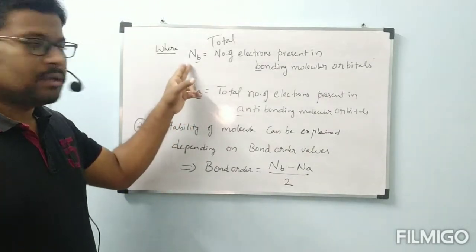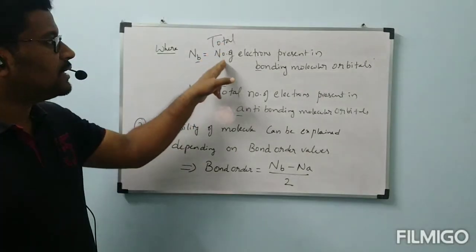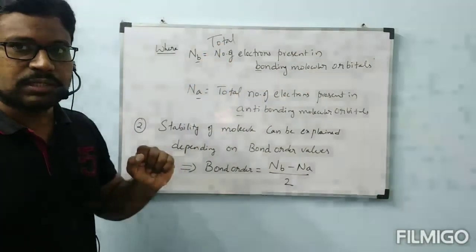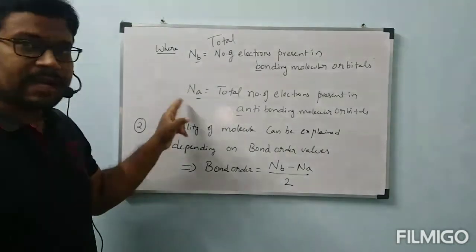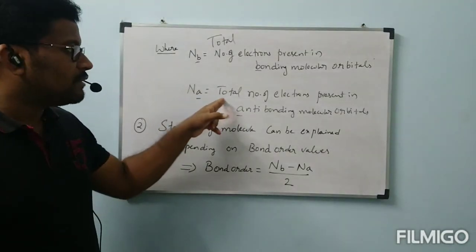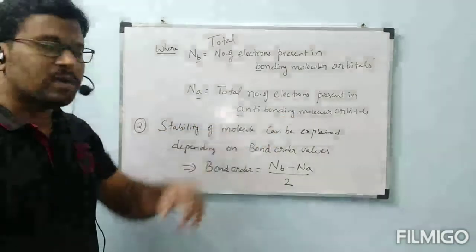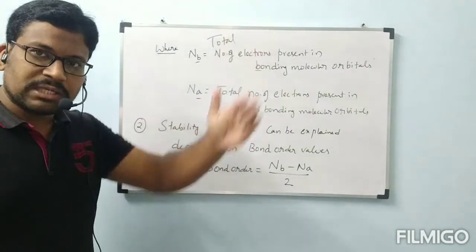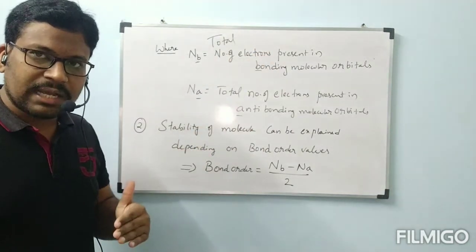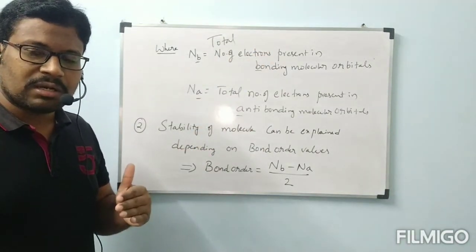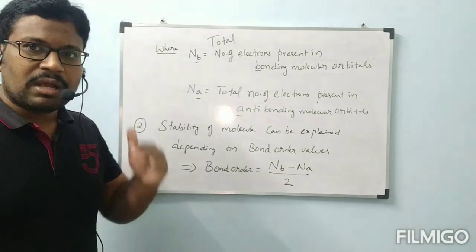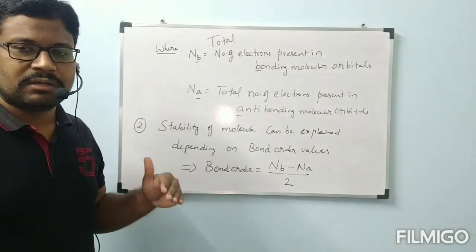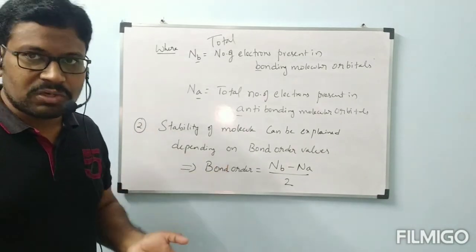What is meant by Nb? Total number of electrons present in bonding molecular orbitals. What is meant by Na? Total number of electrons present in anti-bonding molecular orbitals. We have to see the total number of anti-bonding molecular orbitals present in the molecule, and we have to add the electrons present in them. By seeing the examples, it will be more clear for you.